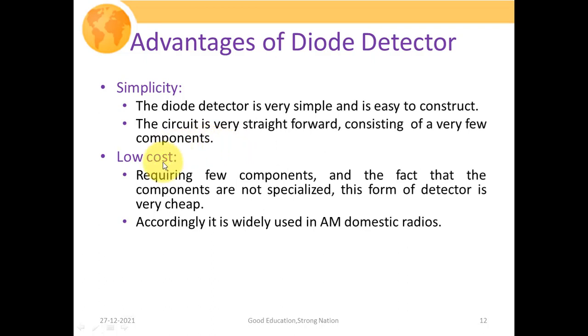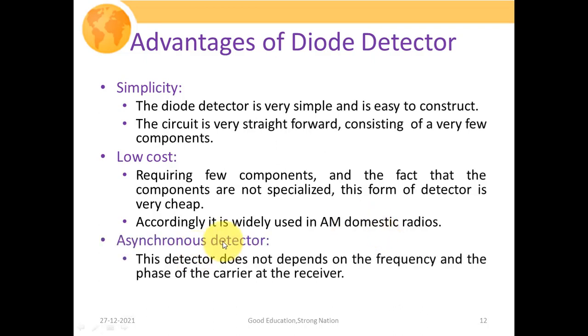Now the second important advantage of a diode detector is its low cost. Since it requires a fewer number of components, and the components are not specialized, that is, they are very simplistic components such as the diode, low pass filter, capacitor and resistor, this form of detector is very cheap. That is why it is widely used in AM domestic radios. Obviously here we are not commenting on the quality of the reception, but still it is quite cheap since it is using very basic components.